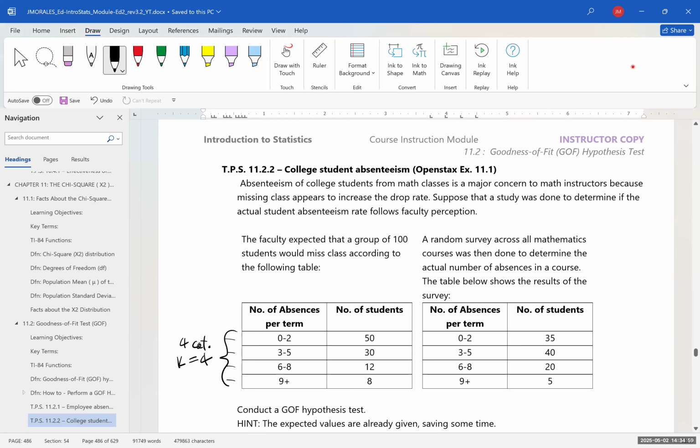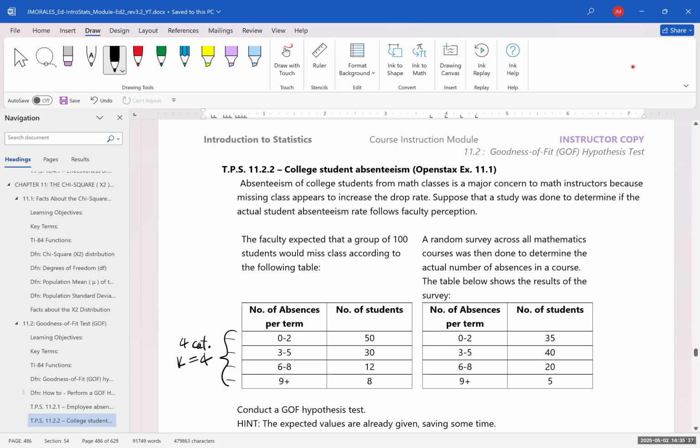And between 0 and 2 absences, the faculty expect 50 students would be absent. Between 3 and 5, 30 students. Between 6 and 8, 12 students. And 9 or more absences, they would expect 8 students. Now, this column on the right says a random survey across all mathematics courses was then done to determine the actual number of absences in a course. The table below shows the results of the survey. So with these different categories, we have the number of student absences being 35, 40, 20, and 5.